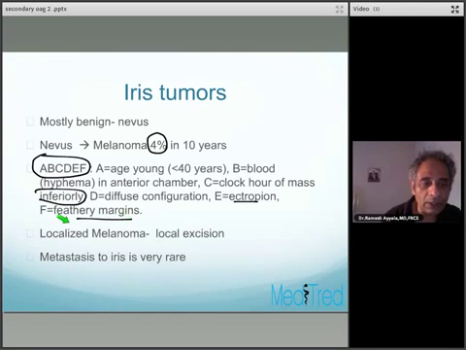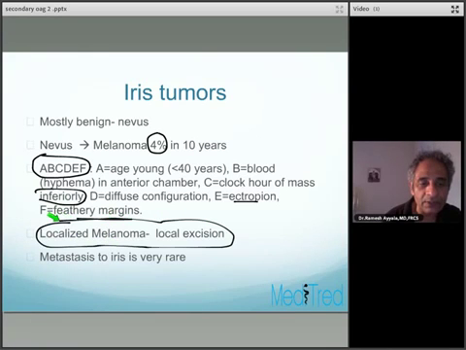Localized melanoma, obviously the treatment is a local excision, but if it has already spread into the angle and has caused glaucoma and the angle is involved 360 degrees, at that stage you may potentially have to consider enucleation, as we discussed in the previous section. Metastasis to the iris is extremely rare, just as a point for you to remember for your OCAPs.